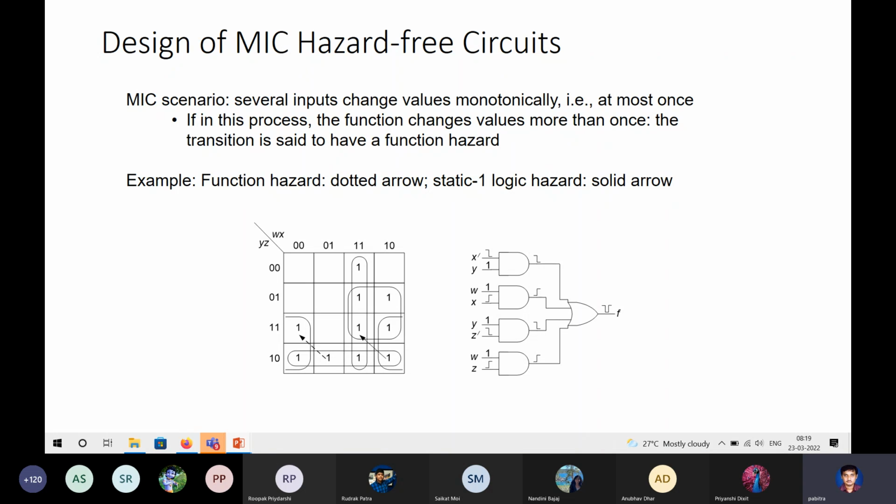By the way, I have drawn two types of arrow. Note that all these are static one transitions. You are transitioning from one cell to another one cell. So it's not dynamic. You are still doing a static one transition. Can anybody tell what is the difference between this dotted arrow transition and the solid arrow transition? What is the difference?